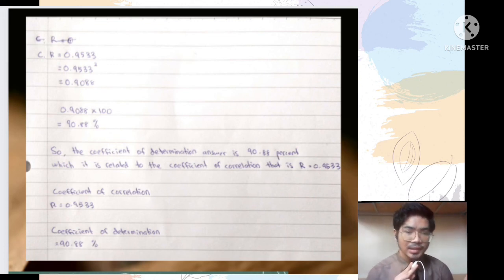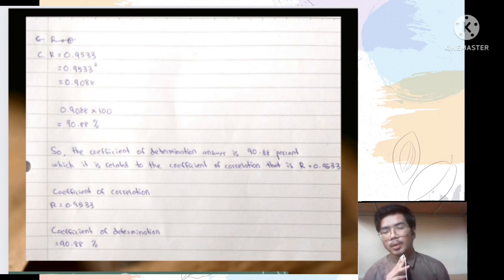Finally, answer to question C. Now, I will show you how to solve this calculation. Our value R equals 0.9533. 0.9533 squared gives 0.9088, and you need to multiply by 100. So you will get 90.88%.